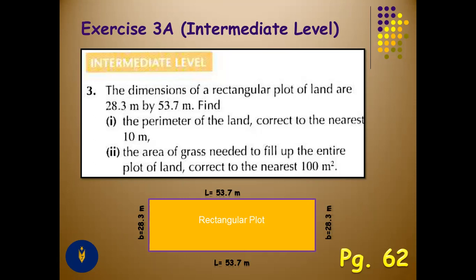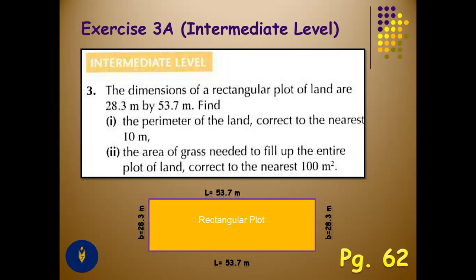Perimeter means you just add all the dimensions together. Here we will use the formula of perimeter of a rectangle, because this plot is of rectangular shape. Then the area of grass needed to fill up: area means the space occupied by any shape. Here the space will be occupied by the grass in the form of a rectangle. So the area of a rectangular plot would be length into breadth.